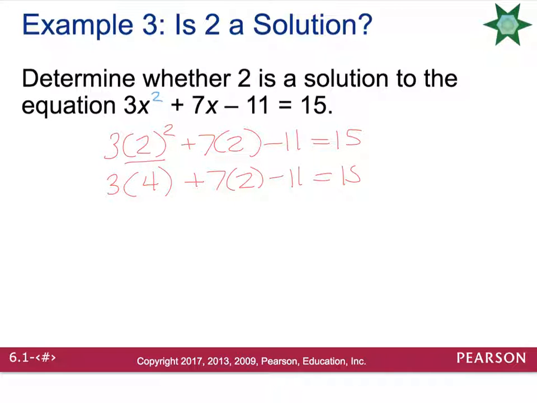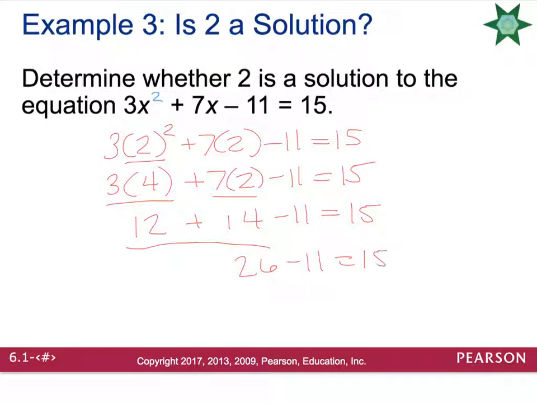Then I look for multiplication and division. 3 times 4 is 12, and 7 times 2 is 14. And then I complete addition and subtraction. 12 plus 14 is 26. And 26 minus 11 is 15. And notice that 15 does equal 15, which is a true statement. So the number 2 is a solution to this problem.